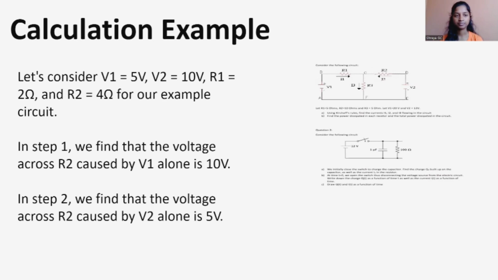Calculation example. Let's consider V1 equals 5V, V2 equals 10V, R1 equals 2 ohms and R2 equals 4 ohms for our example circuit. In step 1, we find that the voltage across R2 caused by V1 alone is 10 volts, and in step 2, we find that the voltage across R2 caused by V2 alone is 5 volts.